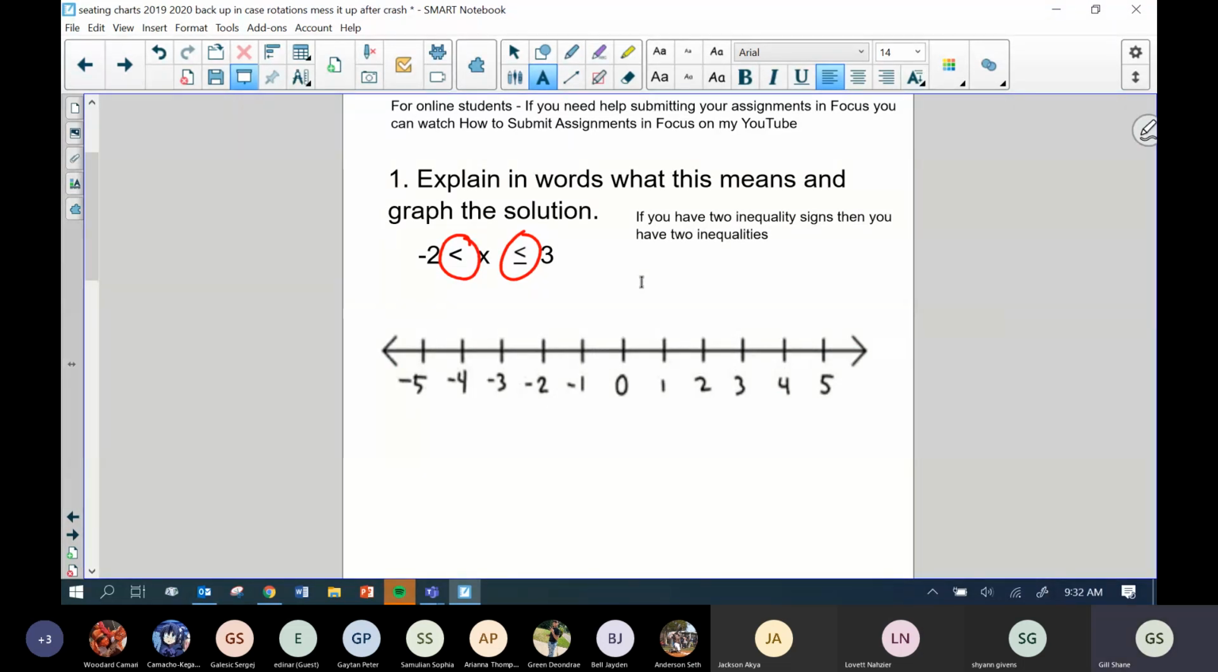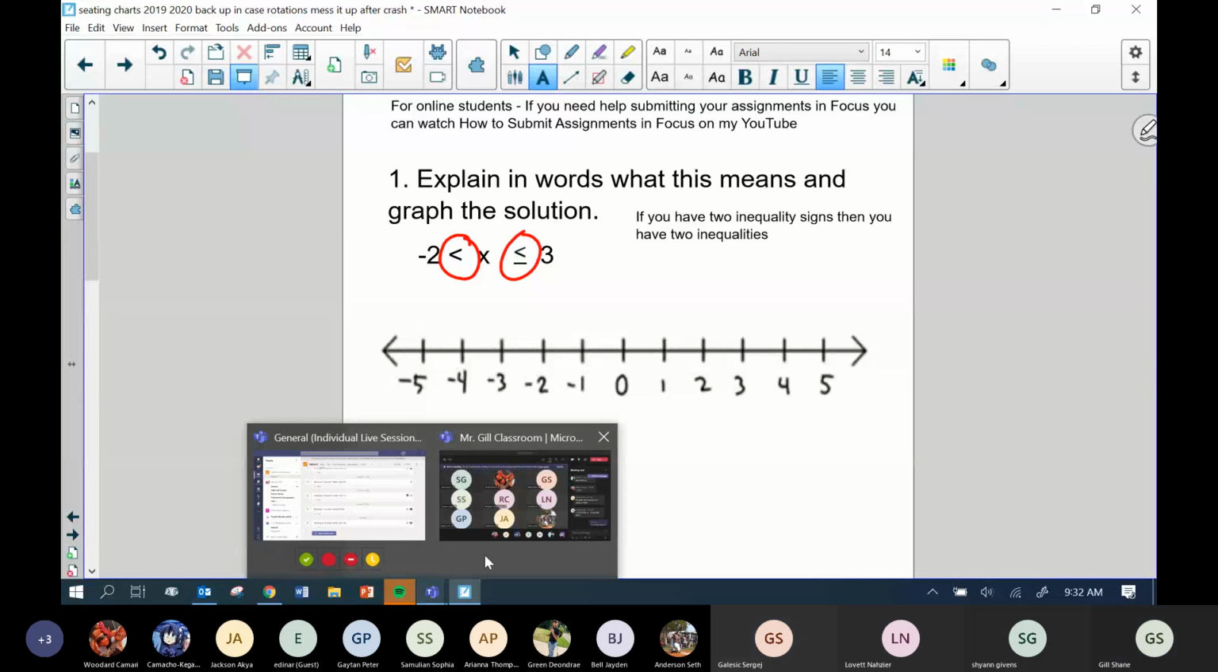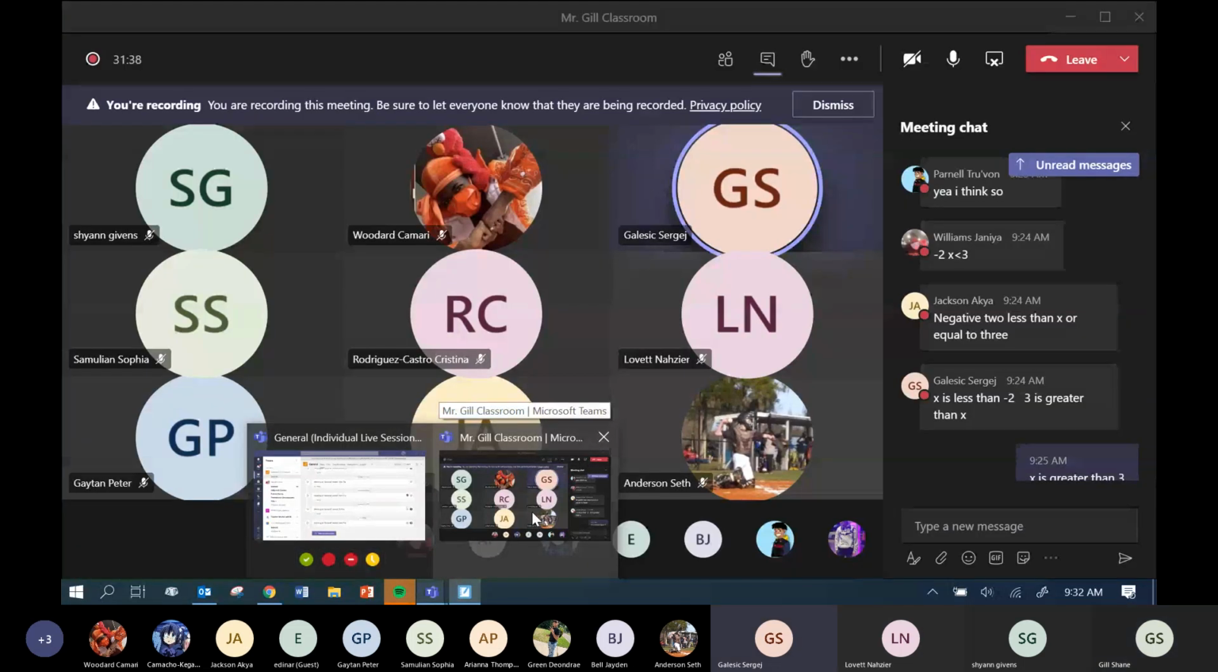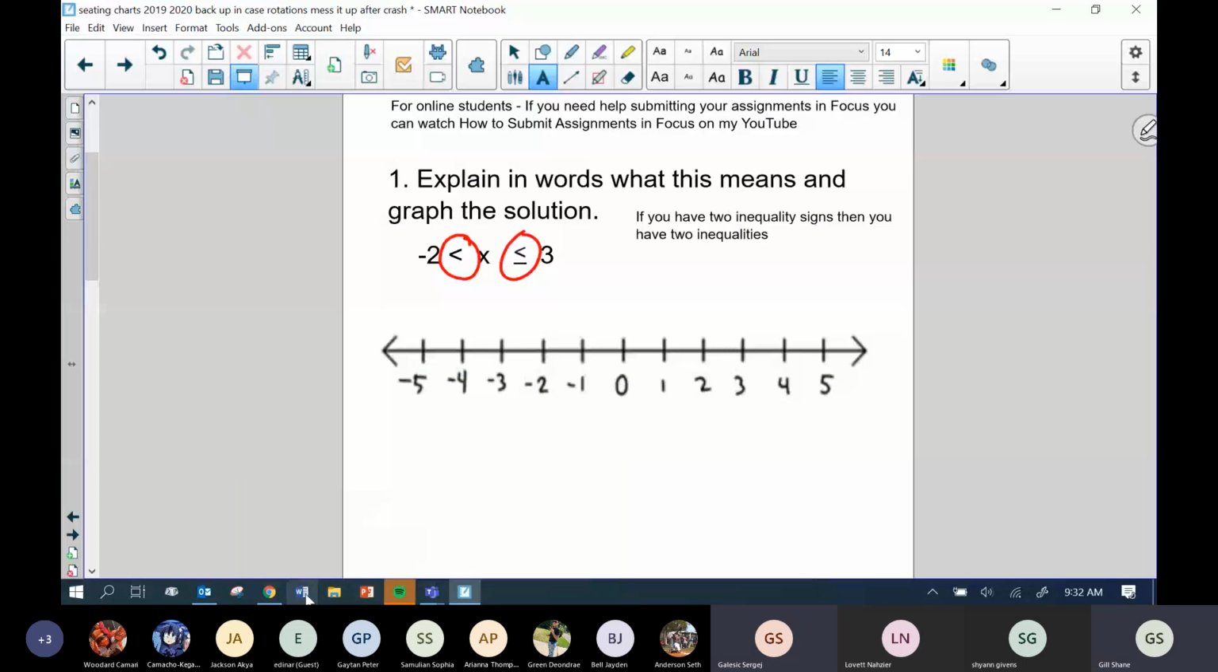I don't want to write this yet because I want to ask the question. Mr. Gill? Yes. Someone, the worksheet's written on. The what? The worksheet you sent me, it's written on. There's like writings on it. What? Writing on it? Oh, that's fine. You can still use it.